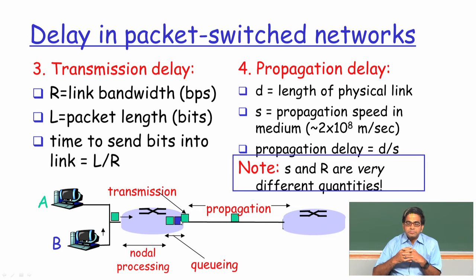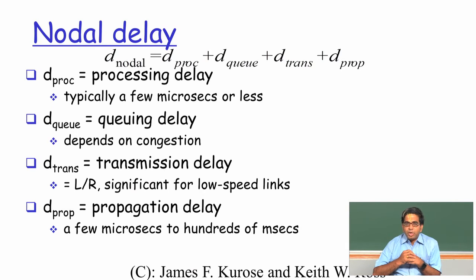So, in a sense, we define something called a nodal delay, which is the summation of my processing delay, my queuing delay, my transmission delay and my propagation delay, right. Each of these delay components can be either negligible or substantial, right. So, when will it be negligible? When I can sort of discard it.